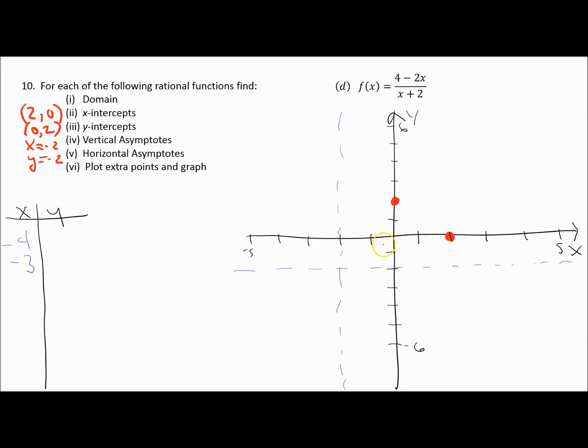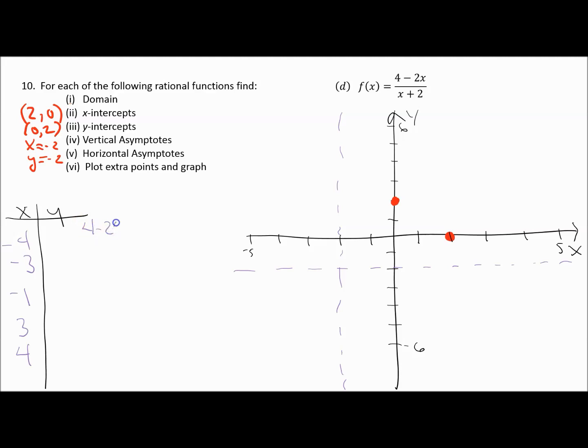I've already got 0 plugged in, but it wouldn't hurt to have maybe -1 plugged in as well. Then I need something to the right of my x-intercept. Okay, so I need to know whether it goes down or goes up again. And maybe, how about 3? Maybe even 4. Nothing wrong with having an extra point or two.